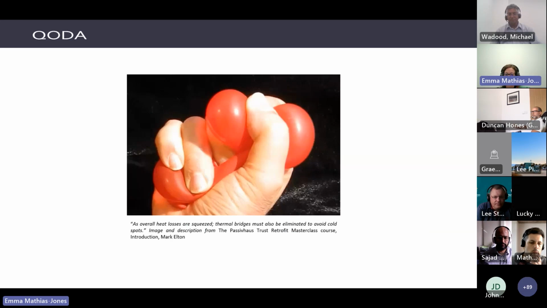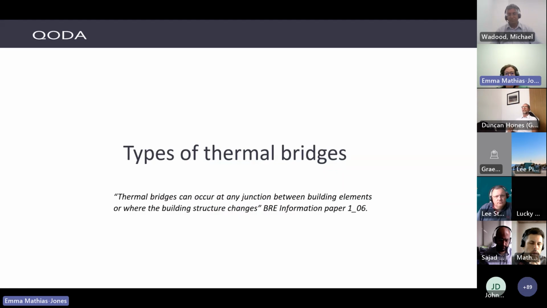Mark Elton has this great image to help describe it. As you reduce your U values, which is like the grip tightness, your thermal bridges become more important, and those are the gaps. I think it's quite a good way of summing it up. As you get tighter, it gets more and more critical. So we know where thermal bridging sits in terms of energy demand, but there are lots of different types.